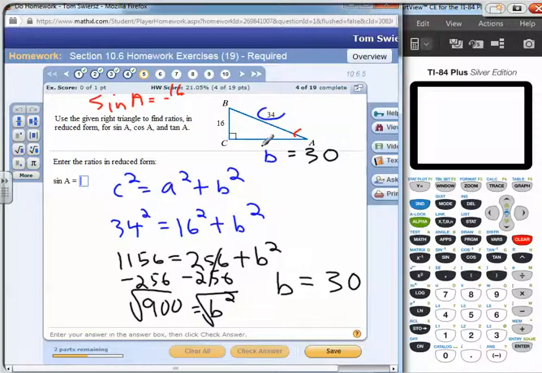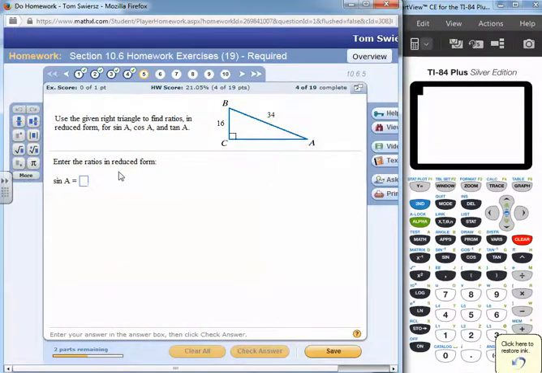16 over 34, which reduces to what? 2 goes into both. 8 over 17 in reduced form. So we've got sine of angle A is 8 over 17. Okay, so first use the Pythagorean theorem to get the side, and then reduce it.